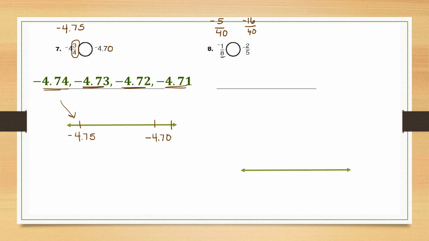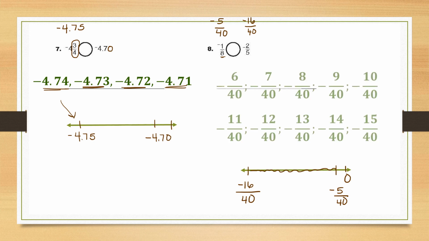All right, so I have 0, and this would be negative 5/40, and then negative 16/40. And now we have to count our way from negative 5/40 to negative 16/40. Okay, so negative 5/40, and then we have negative 6, 7, 8, 9, 10, 11, 12, 13, 14, 15, and they're all negative 40ths.